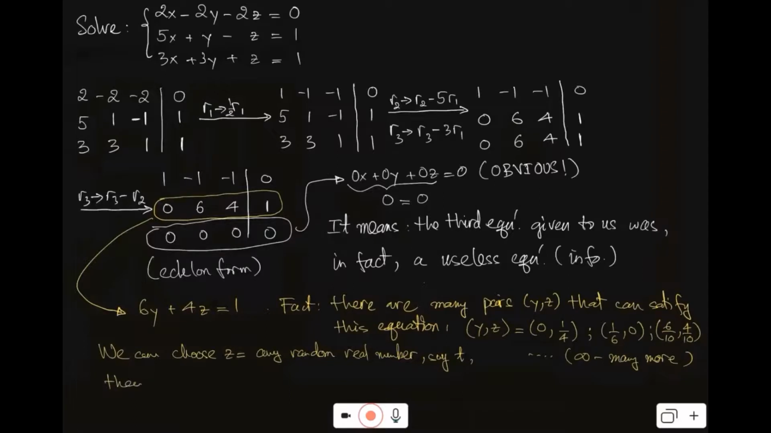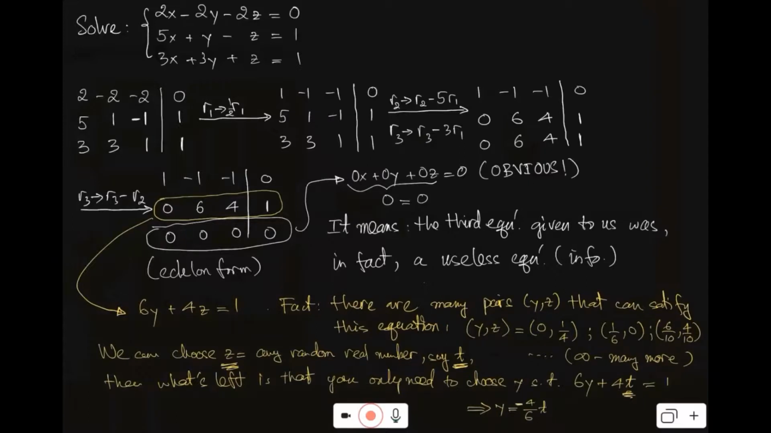Then what's left is that you only need to choose y so that 6y plus 4t, because the z is the t now, equals to 1. And you can easily solve this equation and get that y equals to negative 4/6 times t plus 1/6. And so as you change the t choice, the choice of the number for z, you will modify the y so that 6 times y plus 4 times z, the choice that you made, equals to 1.